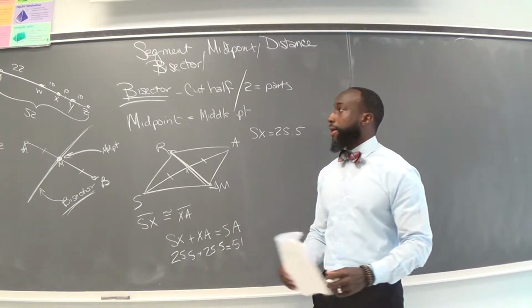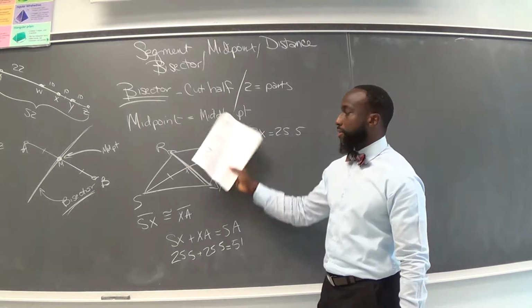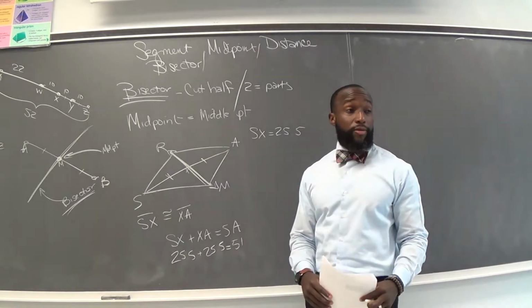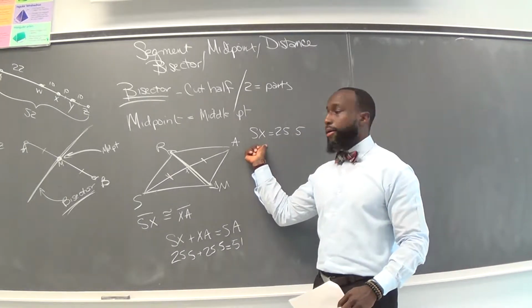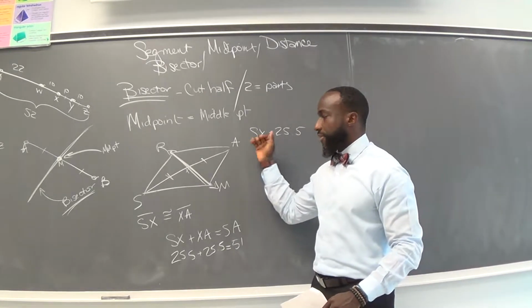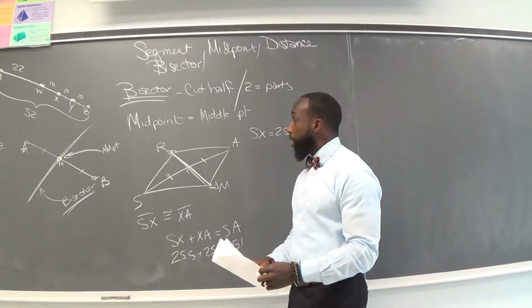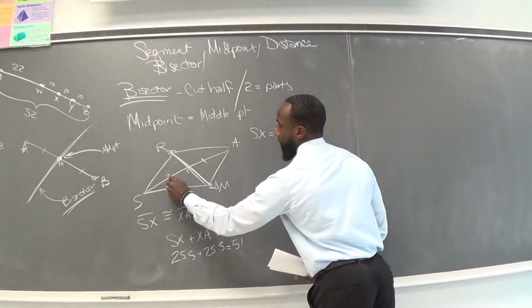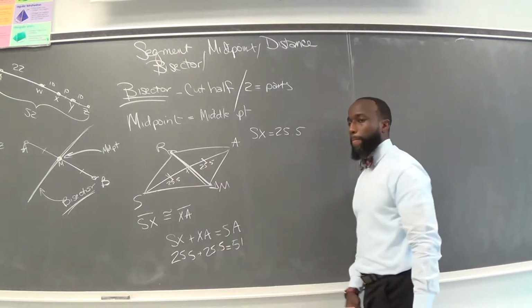Yes, sir. Okay. Again, a bisector cuts it in half. They said it was a bisector, which meant that these two created equal segments. They gave you the measure of one of those segments. With the measure of that segment, you were able to figure out everything else. So that's the basic skill, right? If this is 25.5, then this is 25.5.